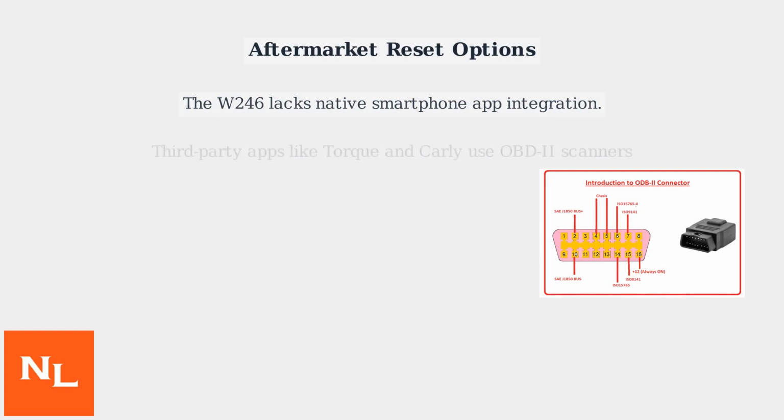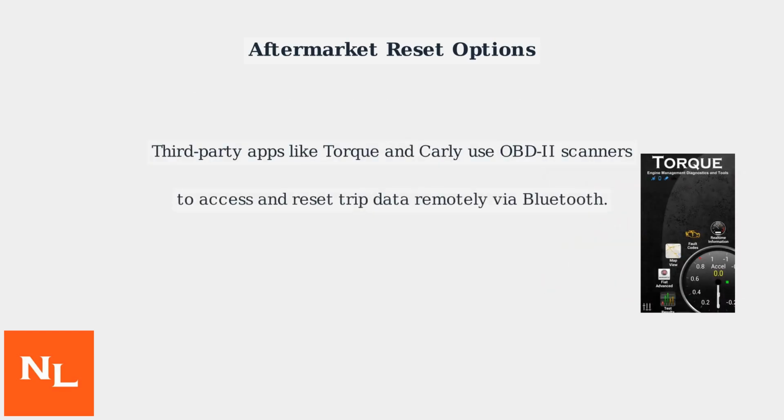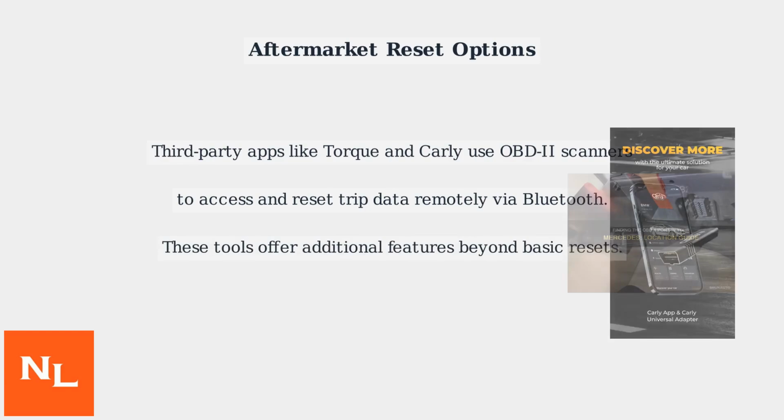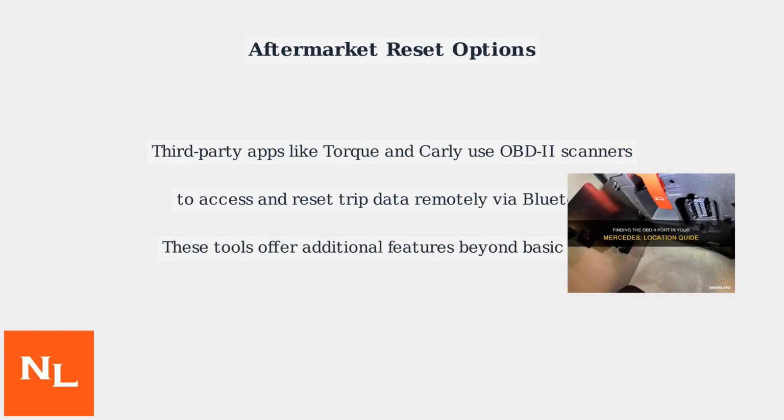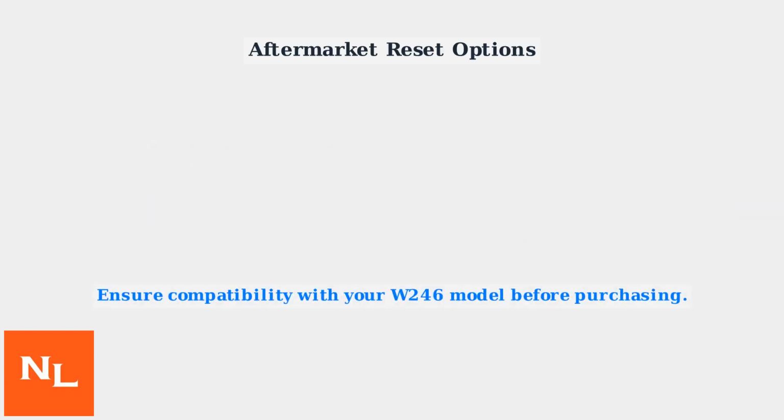The Mercedes-Benz W246 lacks native smartphone app integration for trip data management. However, third-party apps like Torque and Carly can connect via OBD2 scanners to access and reset trip data remotely. These tools connect via Bluetooth and provide additional features beyond just resetting trip information. Before purchasing, ensure the tools are compatible with your specific W246 model.